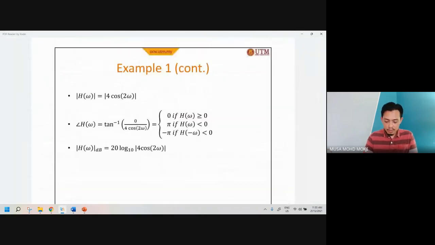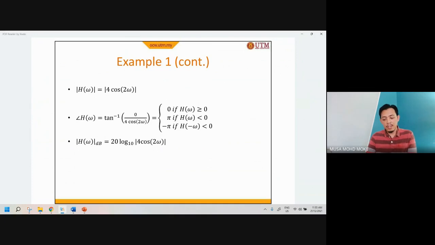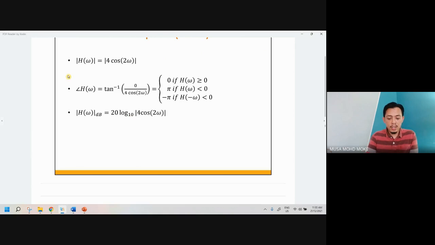So there's no plot. Okay, let's plot, at least for the first one. This is the magnitude, because in test 2, you need to plot something. So let's plot this one before our break. Now we have the magnitude of H(omega) equals 4 cos 2 omega.